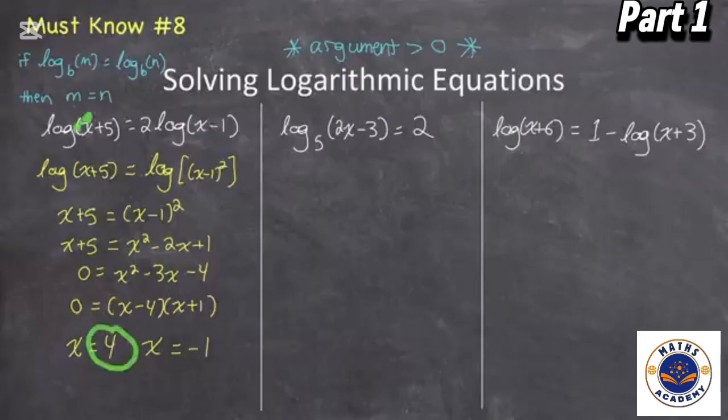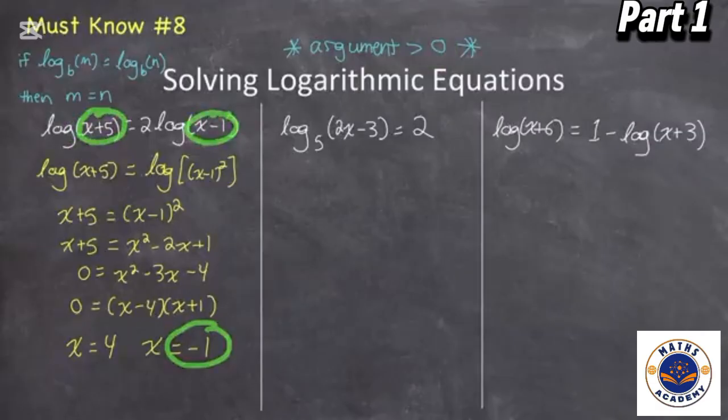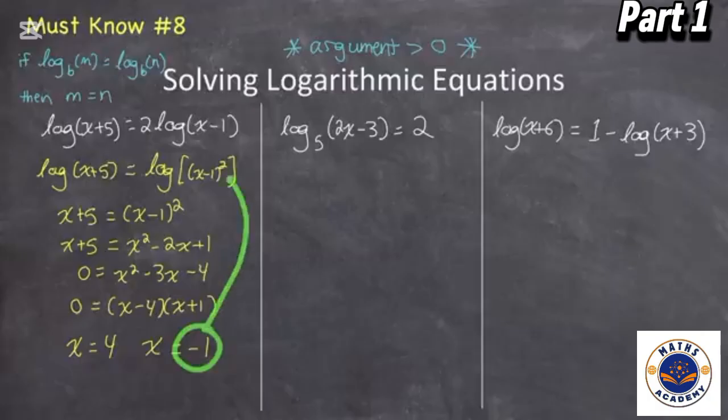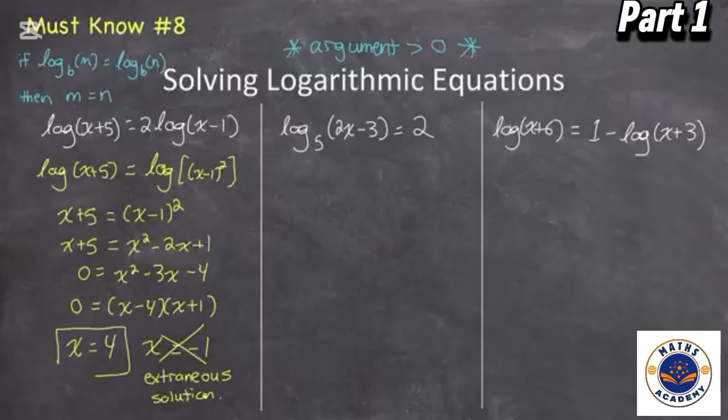4 subbed in for both of the x's in my log expressions would make that argument 9 and this argument 3. Those are both greater than 0, so that's fine. But if I sub in -1, it makes this argument 4, but it makes this argument -2. So this answer of -1 makes this log expression undefined, which means it cannot be an answer to this equation. So we actually have to reject that answer and say that's an extraneous solution. The only answer to this equation is 4.